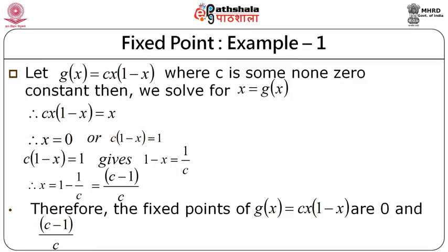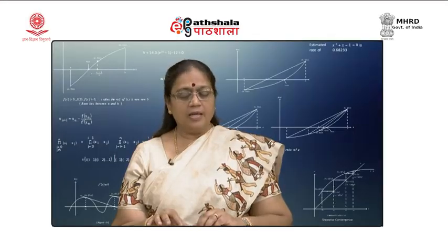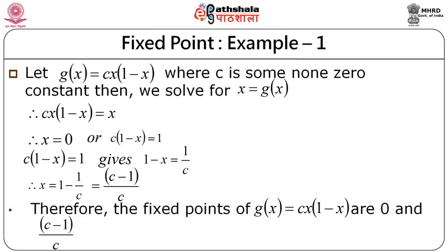Now, in these two examples which we have chosen, we got two fixed points. The question is whether a function will always have a fixed point or not, or whether there can be a unique fixed point or more than one fixed point. We will answer this question. Before that, let us understand graphically what a fixed point of a function means.